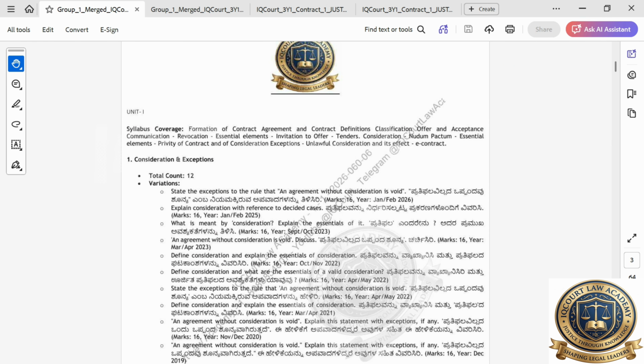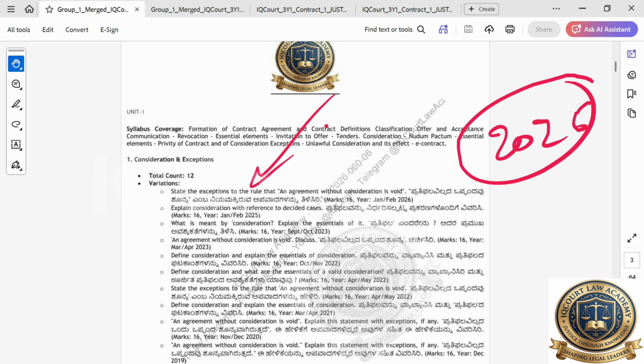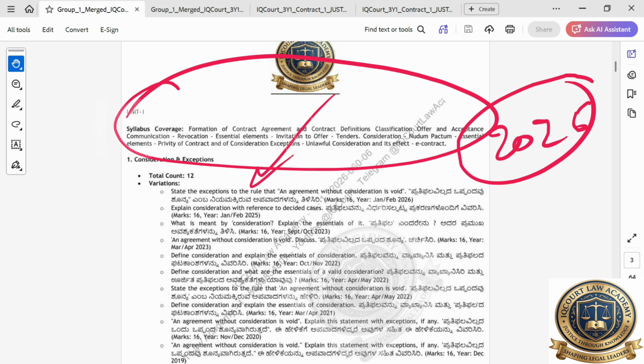See this question, we revise the questions and notes every 6 months. You can see that this is live, 2026, just 6 months back, this question came. This is how, based on the syllabus, we have segregated the questions by unit, and accordingly we included all the important points and concepts. Accordingly, we are providing the important questions to all our students.